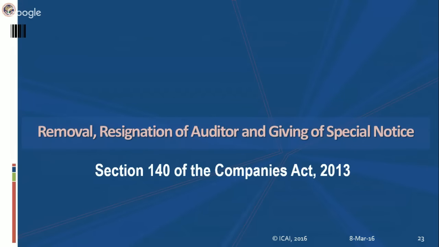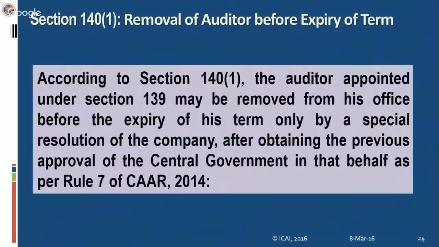Now coming to section 140 of the Companies Act, that is removal, resignation of auditor and giving of special notice. Section 140 subsection 1. This is removal of auditor before expiry of the term. According to section 140 subsection 1, the auditor appointed under section 139. And 139 I have explained to you in detail.